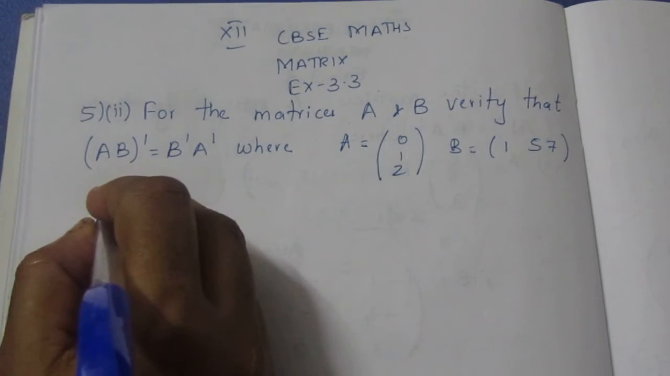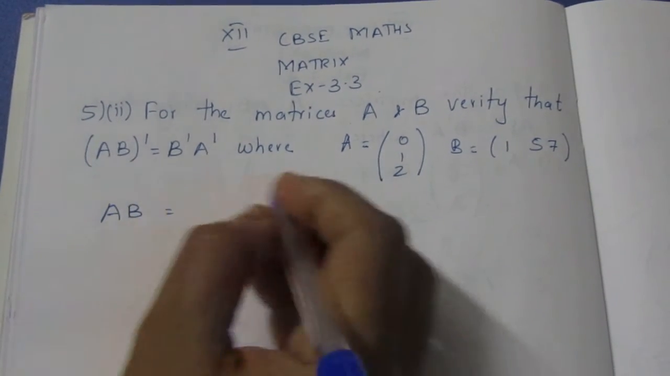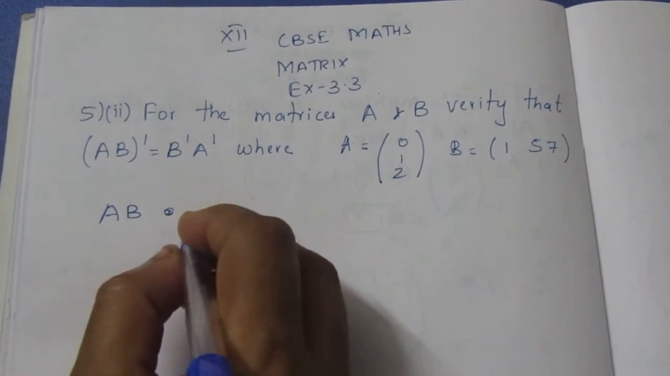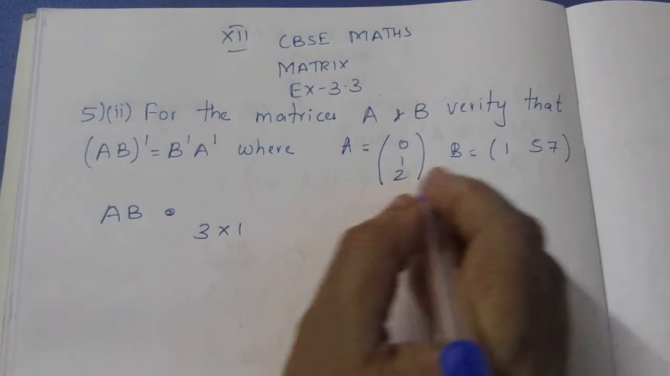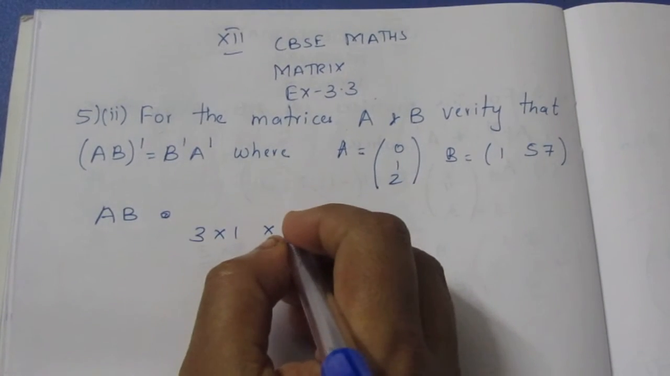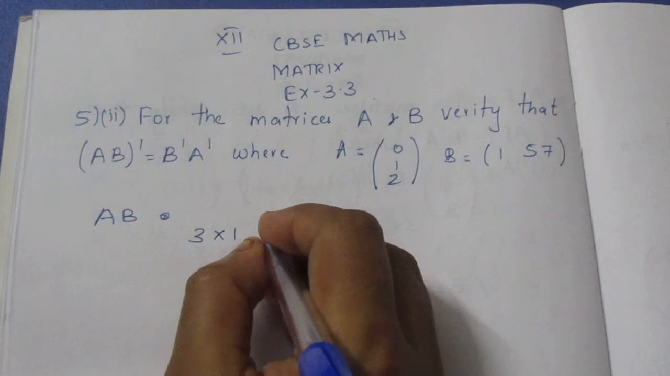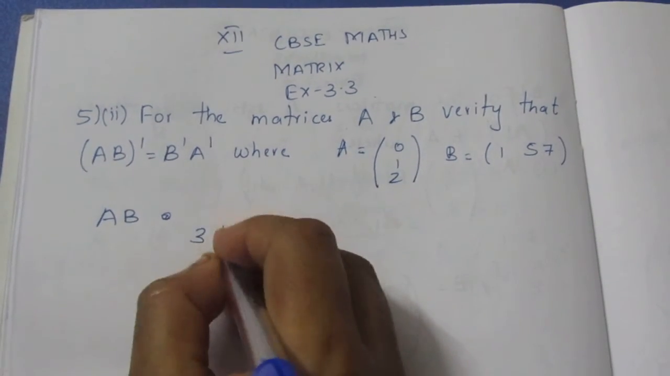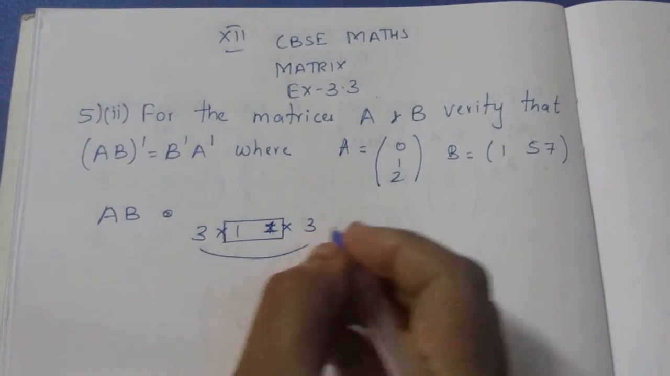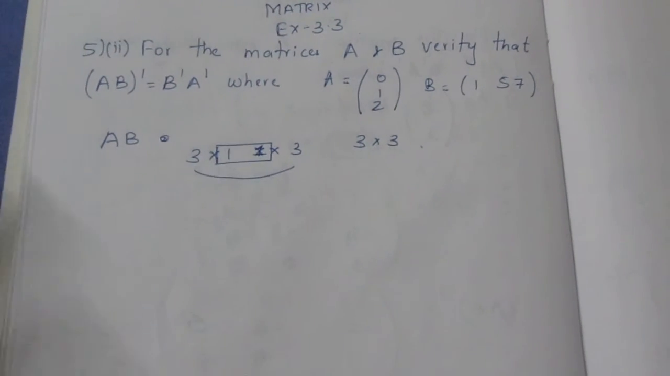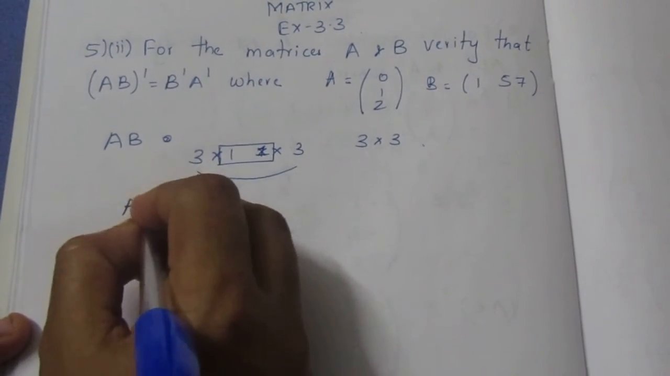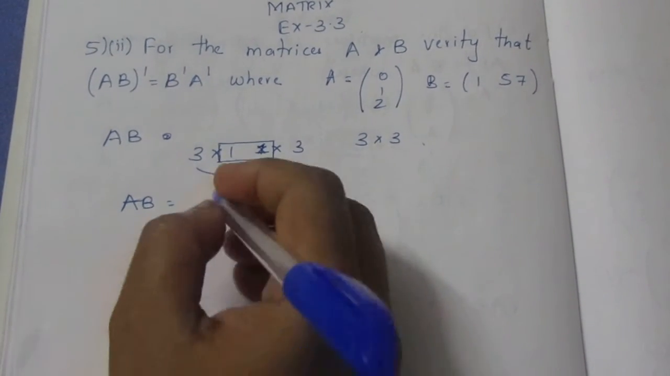For that we need to multiply A and B. Let me check whether the order of the matrix satisfies. Here we have 3 rows and 1 column. Here we have 1 row and 3 columns. So as 1 and 1 satisfy, the final resultant will be a 3 by 3 matrix. So let me write AB first. Only then we can find the transpose.